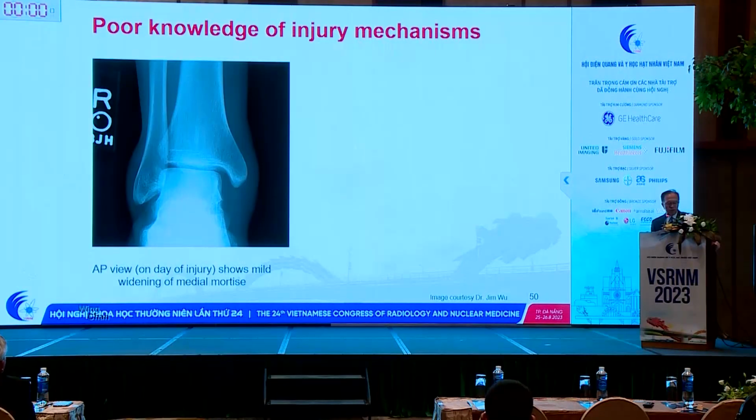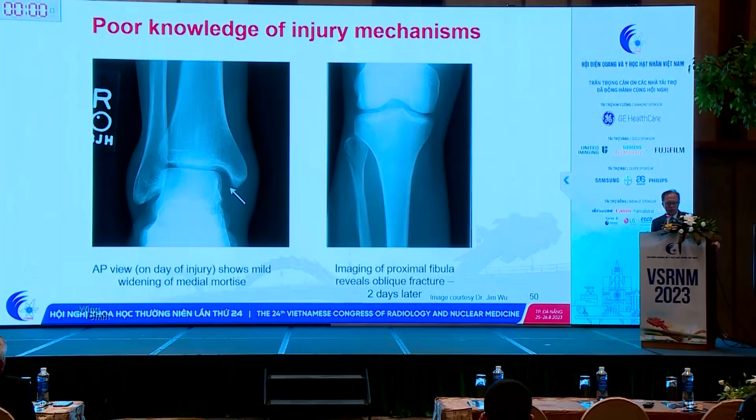Okay, just go through a little bit faster. As we can see on the left-hand side, there is widening of the clear space of the medial joint. And we have to remember the rule of two. That is, if one joint is abnormal, you may find another joint is abnormal.